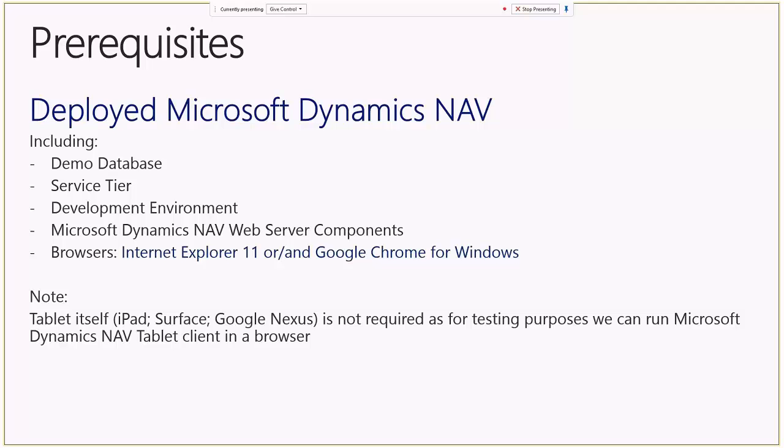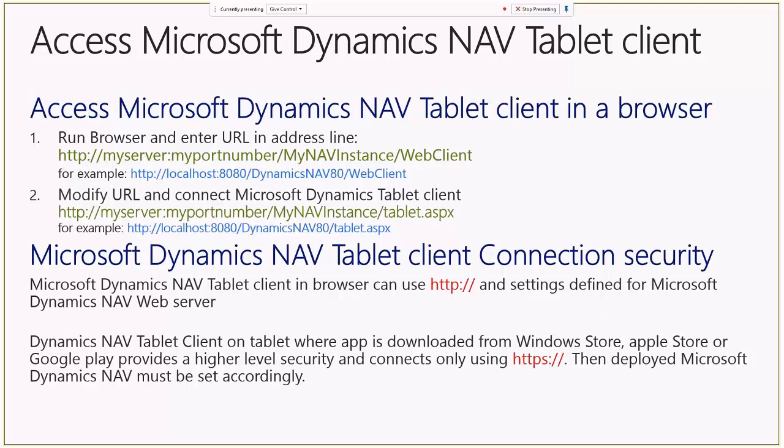So as soon as you install all the stuff, you can try to see how Microsoft Dynamics NAV tablet client works. First of all, we open the browser and enter a URL, for example, in the syntax I provided. For example, HTTP localhost and port number 8080, the default port number, then the instance, Dynamics NAV18/web client. So you're opening the web client, then you change the URL, changing web client to tablet.aspx. And then you can open it and you see what the tablet client is showing. And you see I'm using HTTP, which means it's not secure, but this is enough for the tablet client if we are using it in the browser.